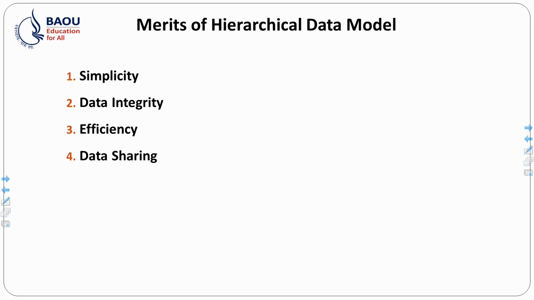Now the next is data sharing. What do you mean by data sharing? All the data are stored in a common root level. So data sharing is easy because the parent record maintains all the data. So all the data is fetched by the parent. So only the parent record is the main source of the data. So data sharing is possible.